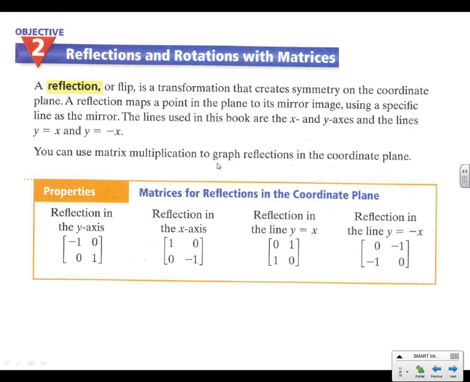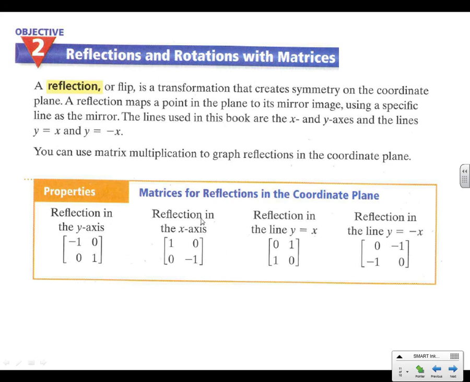All right, so now we're going to reflect. We're going to flip either over the x or over the y, or maybe over the lines y equals x, which is, remember, the diagonal line, 45, or y equals negative x, which is the negative line running down. All right, so you're going to want to put these in your notes. These are the matrices that will reflect us on each of these.